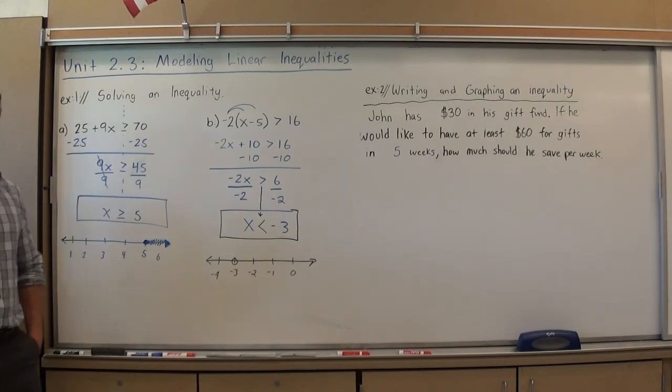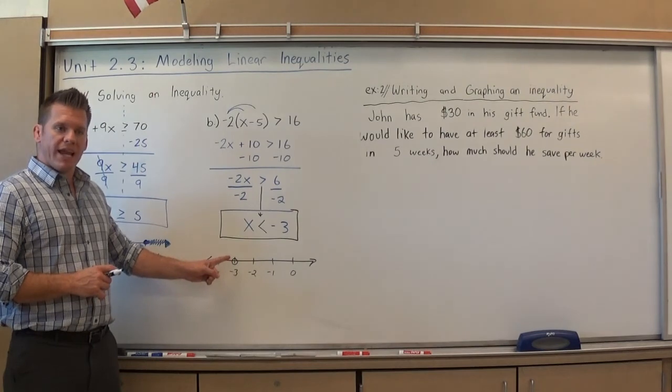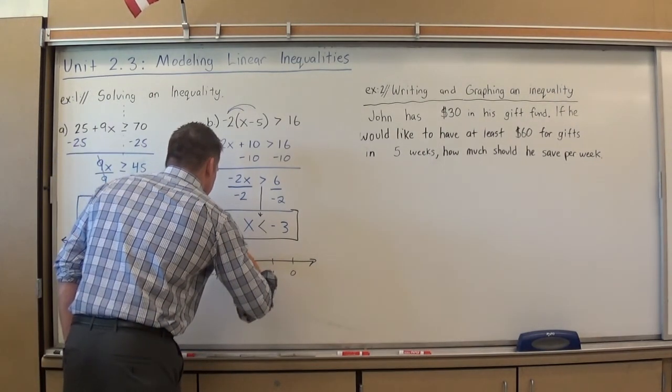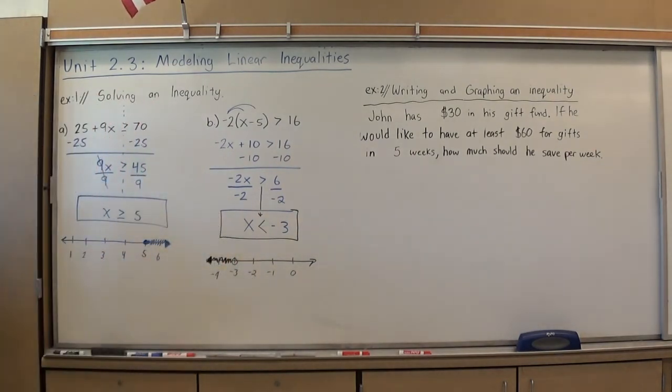So it'd be negative, if I was coming up this way, it'd be negative 2.999999, but not actually ever 3. I'm less than 3 though, so I'm going this way. Shading to the left, because that's where numbers less than negative 3 are. Okay.